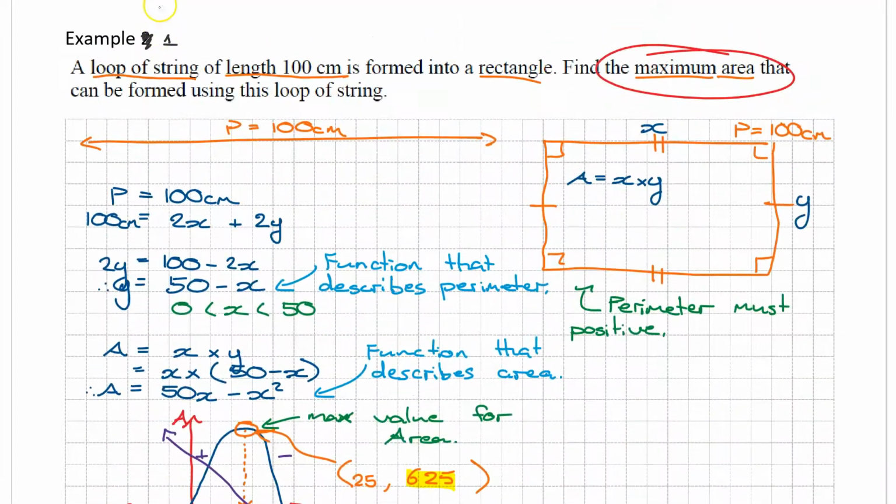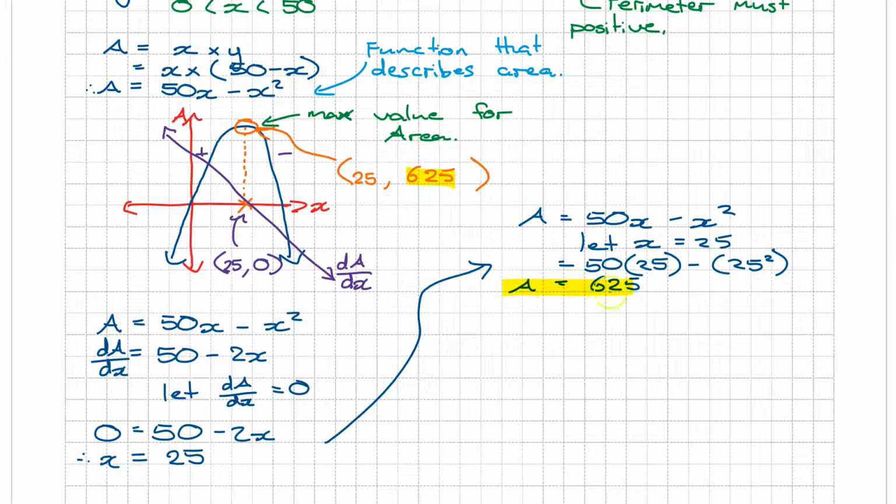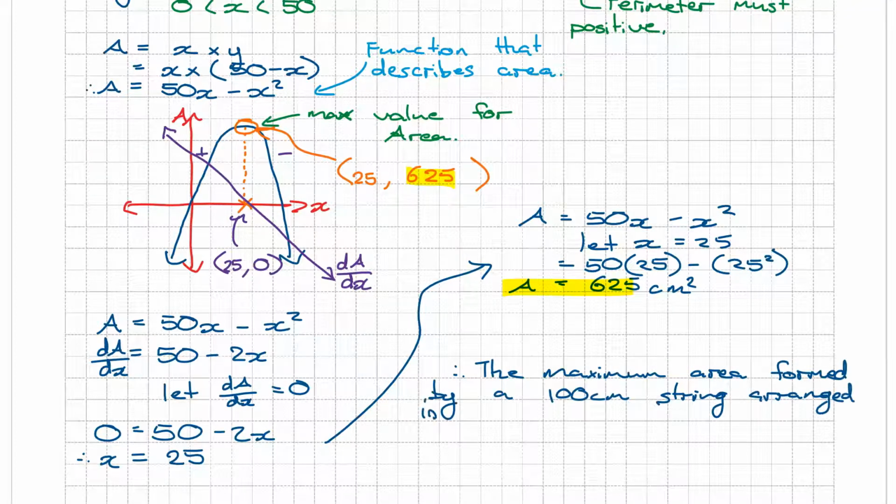So looking back up, the question asked us to find the maximum area for a loop of string formed into a rectangle that is length of 100 centimeters. In this case, we find that it equals 625 centimeters squared. And then finishing off, we can say the maximum area formed by a 100 centimeter string arranged into the shape of a rectangle is 625 centimeters squared.